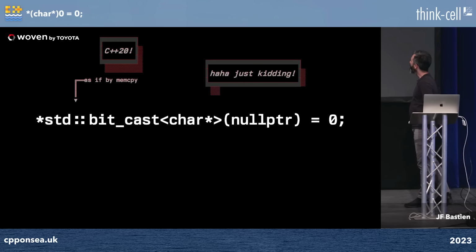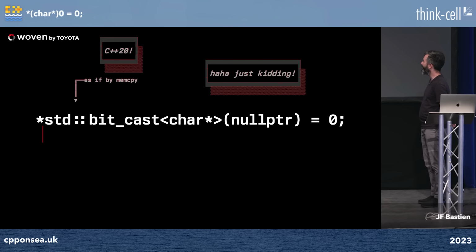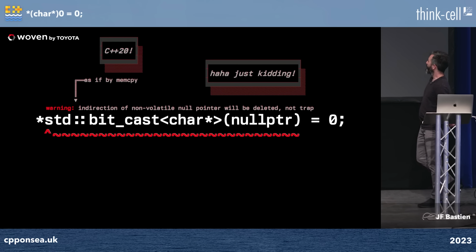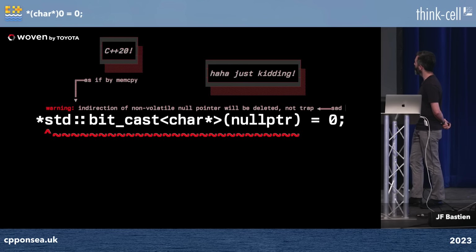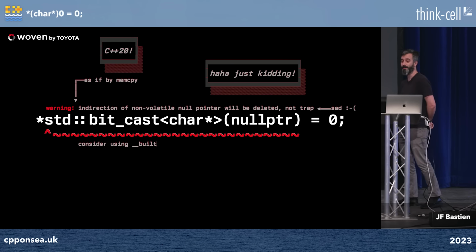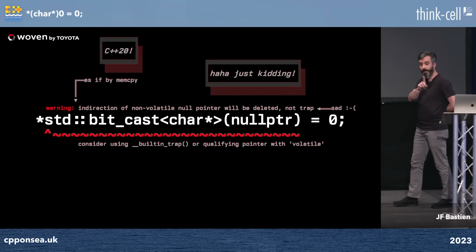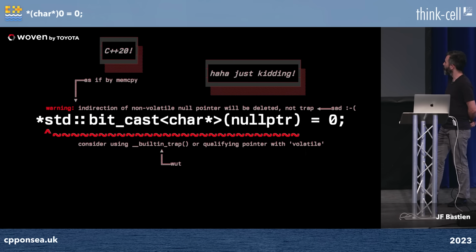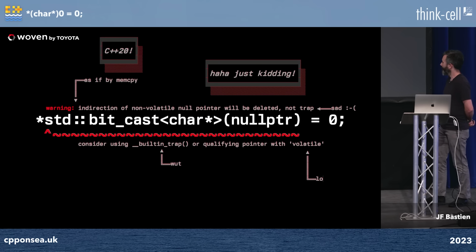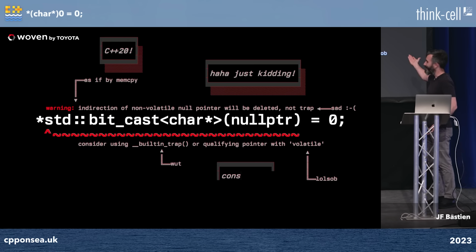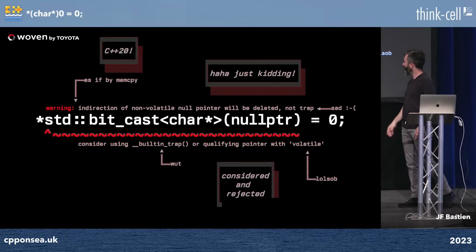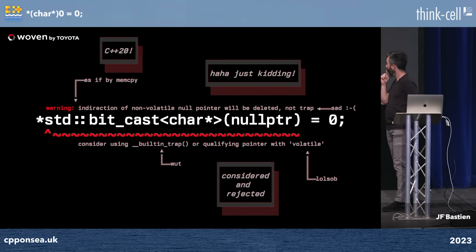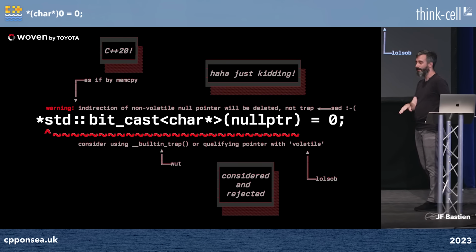Okay. I lied again. It doesn't compile. Why doesn't it compile? Oh, indirection of non-volatile null pointer will be deleted, not trap, and that makes you sad. The compiler's pretty smart. It's a warning, right? So it does compile, but then it says consider using underscore built-in trap or qualifying pointer with volatile. Built-in trap and volatile? What is this? Just ignore this. Now, it is just a diagnostic.